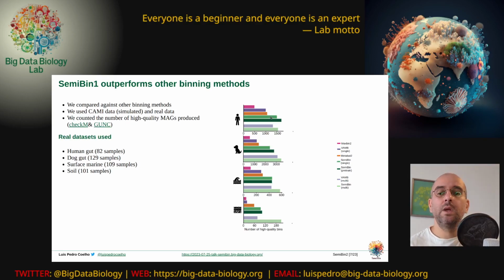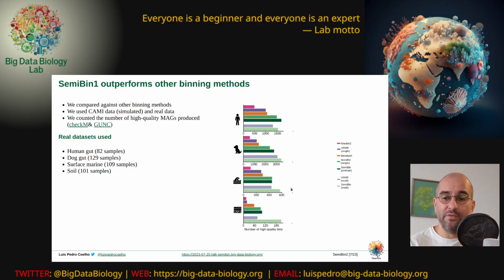Throughout, you can see a green bar is larger, so it means we have more high quality MAGs. And here we have either when we use a single sample or when we use multiple samples. Multiple samples is best, but in both settings, green bar is higher.